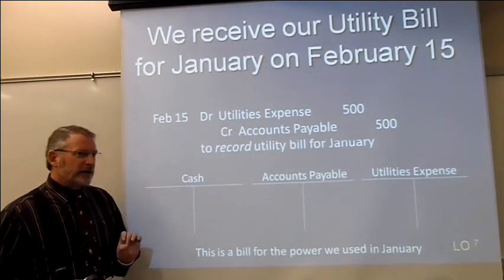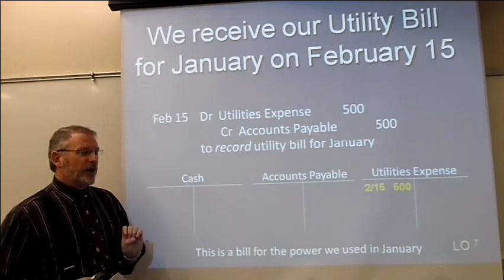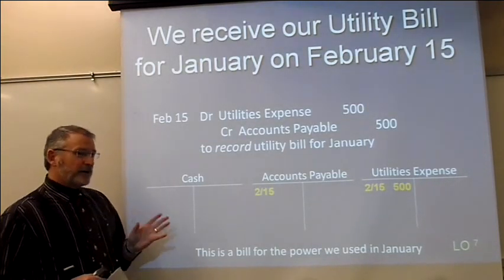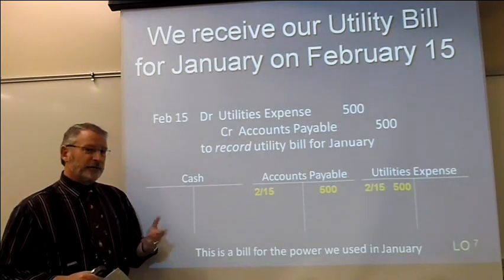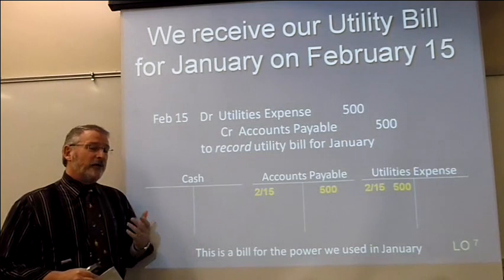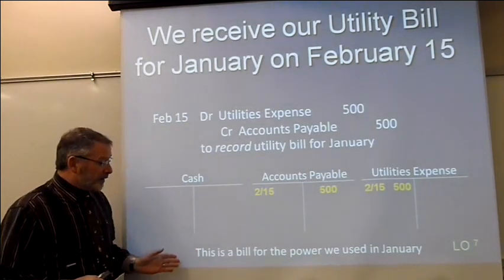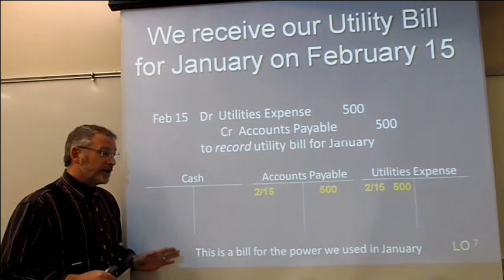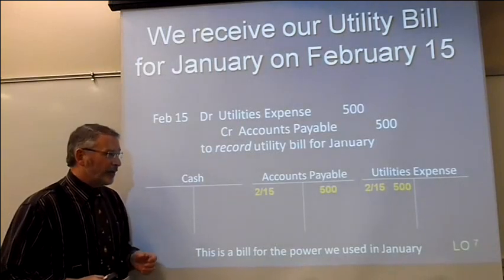Let me start off by looking at a very simple example of when a utility bill shows up. So here's our utility bill showing up. We're in the middle of our year. It's January, and now we're into February, and we get the utility bill for January. Now remember, this is the bill for the power that we used in January, so really it's a January expense.